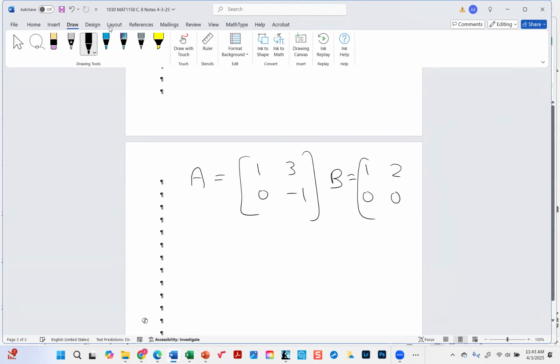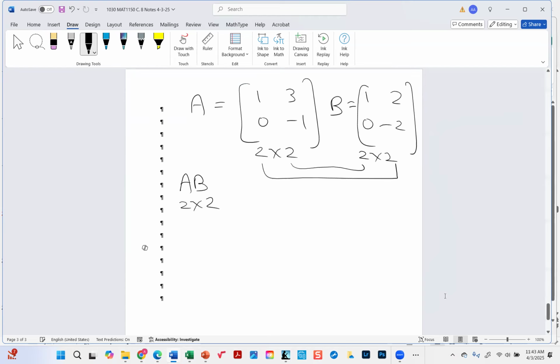Oh, wait a minute. I don't want 2 zeros there. Let's try -2. All right, so we know these are both 2x2. We can multiply them together. AB will have dimensions 2x2. But how do we obtain AB?